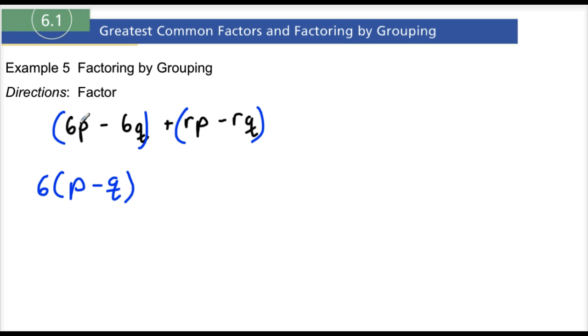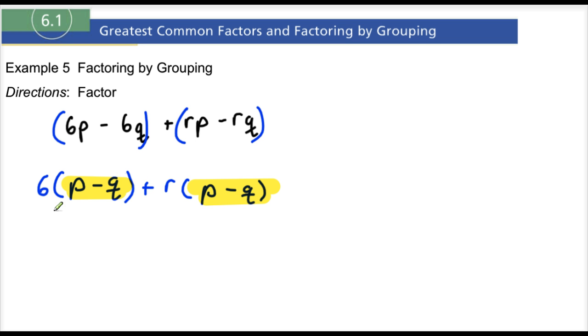6 times p is 6p. 6 times negative q is negative 6q. Rp minus rq, so they both have an r in common, and so now I have p minus q. Now check this out here. Do you notice anything that both terms have in common? Is there a GCF now? And yes, they each have a p minus q.